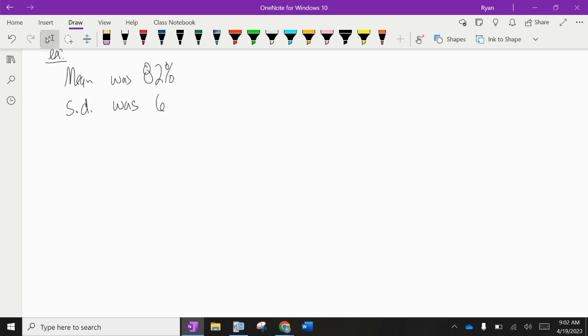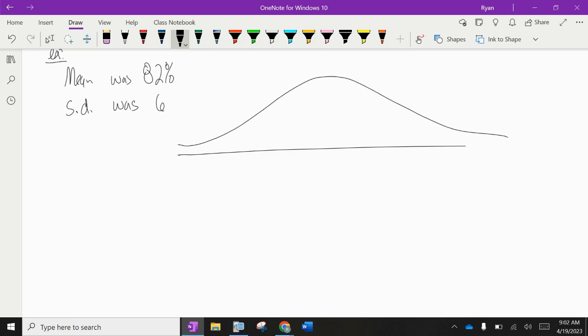We're going to ask a few questions about this in a second, but before we ask questions, we're going to draw what this curve looks like, because drawing the curve is going to be the key to answering these questions about how well groups did overall. We're going to put our number in the middle. There's our mean of 82.